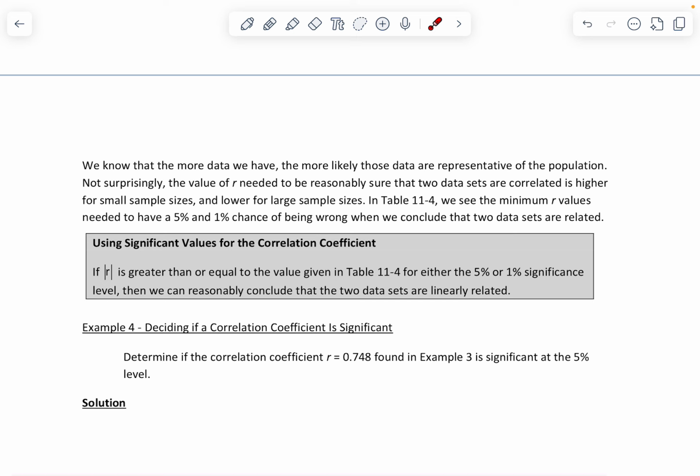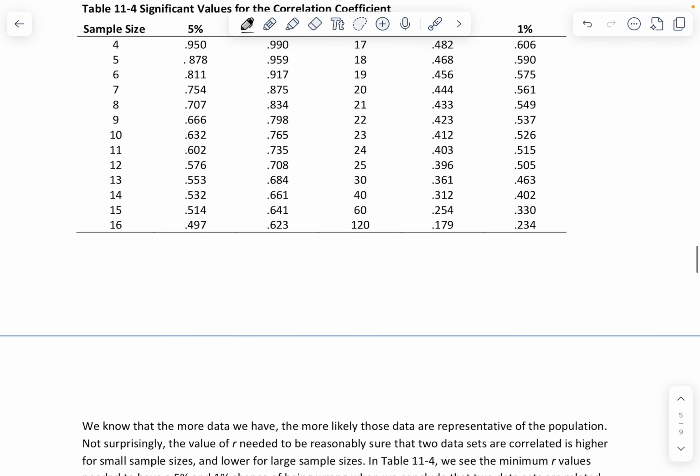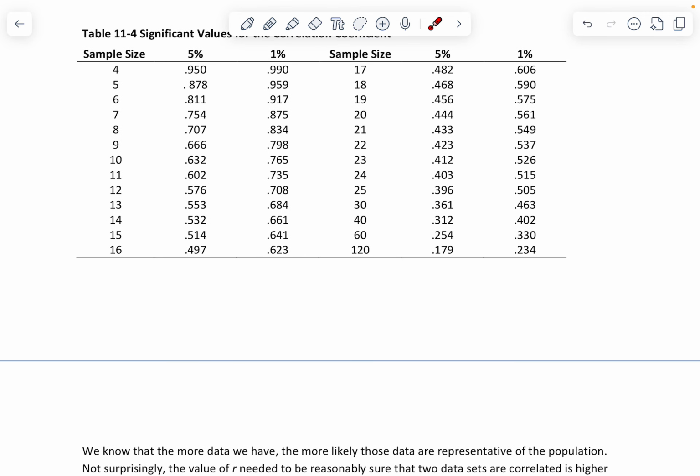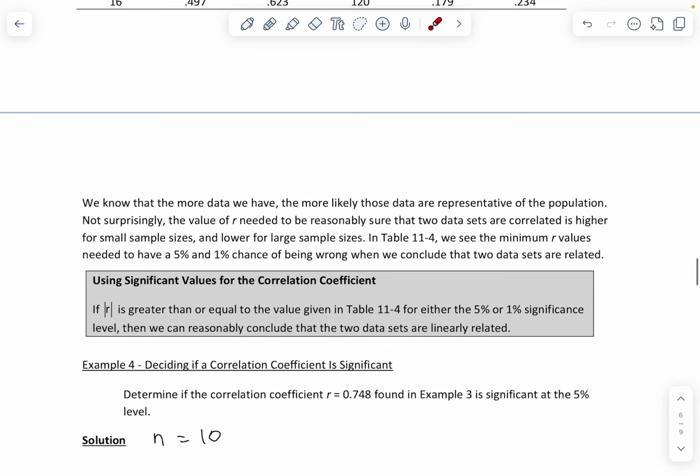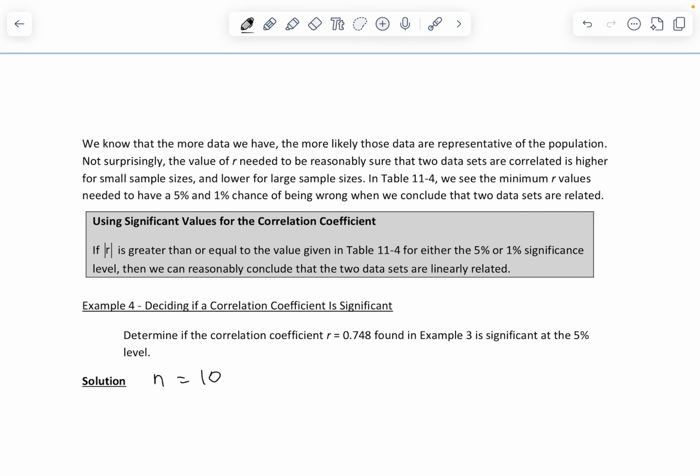Okay, so we have the value of R. We also need to know the value of N. N is my sample size. It's also the number of data pairs. The data we collected was based off of a sample of 10 hospitals. So that's my value of N. So if I go up here, like I did earlier, you find N equals 10, and you find your 5% level, and we have 0.632. In this case, my value of R, 0.748, is greater than that value from the table, 0.632. Okay.